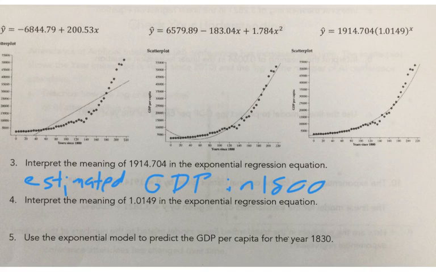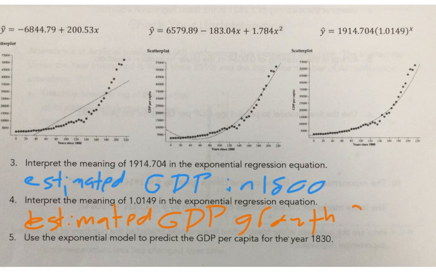What's the 1.0149 representing? Yep. Growth factor is the specified word. So this is an estimated GDP growth factor. So remember where we said it looked like it was 1.03? Growing by 3% every 5 years. Here it's showing it at about 1.15%.